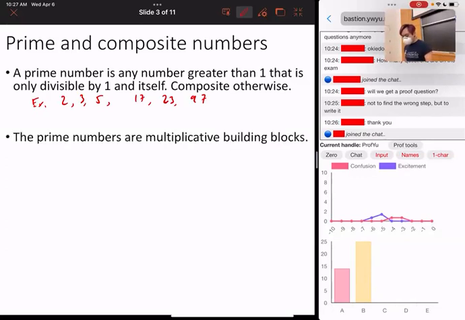And of course, these are multiplicative building blocks. For example, 36 is equal to 2 squared times 3 squared. 150 is equal to 2 times 3 times 5 squared, and so on.